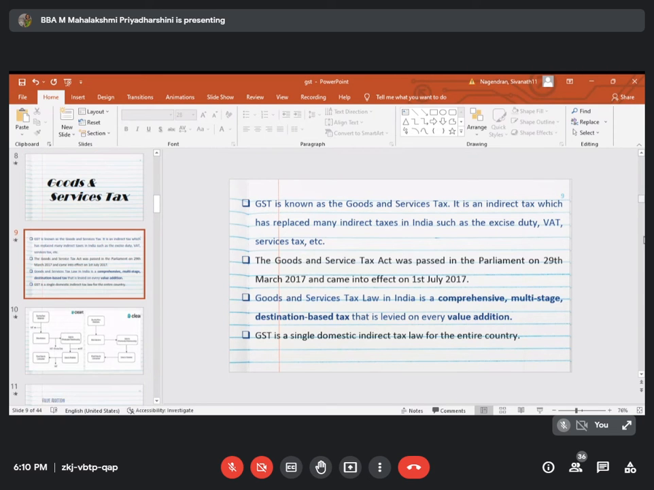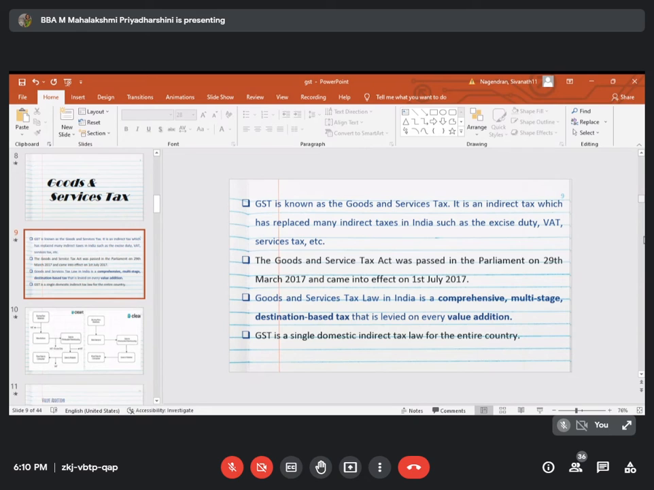Yes, ma'am. So GST is known as goods and services tax. It is not only for goods, it is not only for services, it is for both. And it is an indirect tax which replaces many indirect taxes in India: excise duty, VAT, service tax. So இப்போ அந்த taxesக்கு பதிலா நம்ம காமனா ஒரே ஒரு tax தான் யூஸ் பண்றோம், GST.